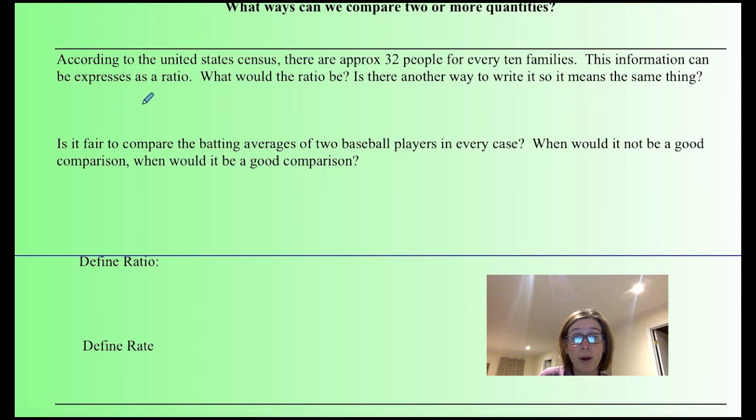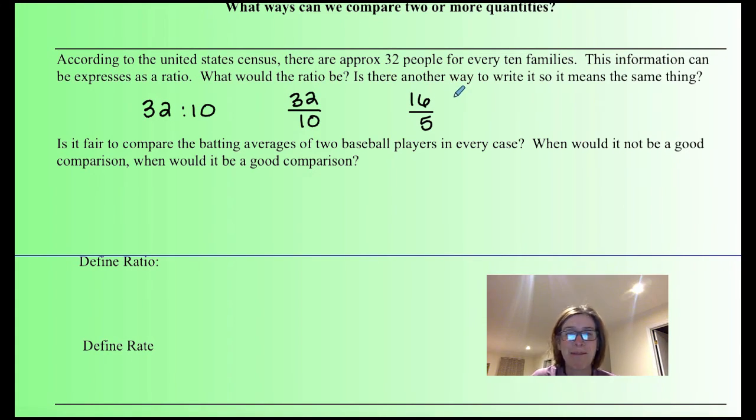All right, so maybe you wrote 32 to 10. That's one way we could write a ratio. We could use a semicolon or a colon. You could write it as a fraction, 32 over 10. So for every 10 families, there's 32 people. You could simplify it and you could write it as 16 over 5. That is exactly the same ratio. For every 5 families, there's 16 people. So that's a way to write a ratio. Again, we can write it with colons, we can write it as a fraction, and there are some other ways you could write it. You could use the words 32 to 10 if you wanted to.